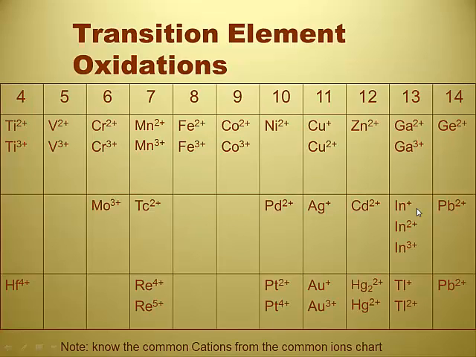Here's just a little chart to show you what the charges are like. This is not a complete chart. I get this out of a textbook. Please don't write this down, guys. Just peruse it a little bit and realize that a lot of the transition metals have more than one choice for charge. A lot of them have 2 or 3. Rhenium has 4 and 5 as choices. Indium has 3 of them.